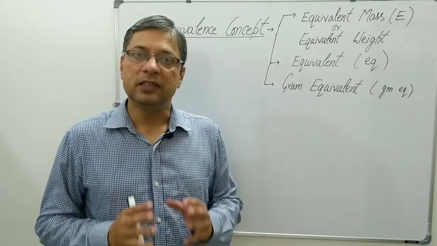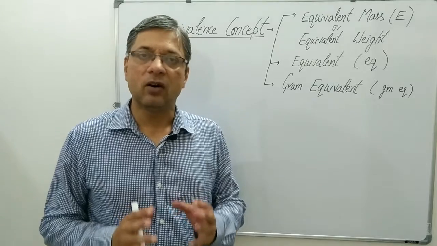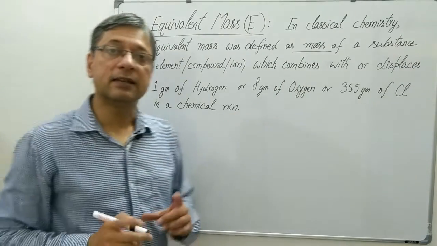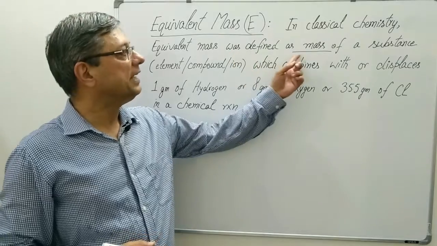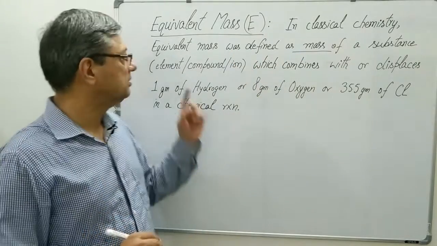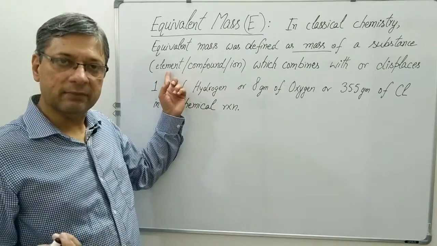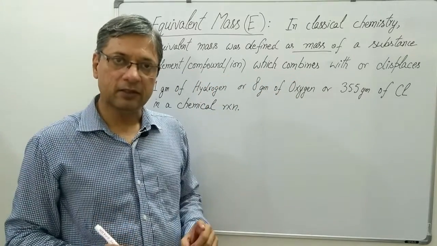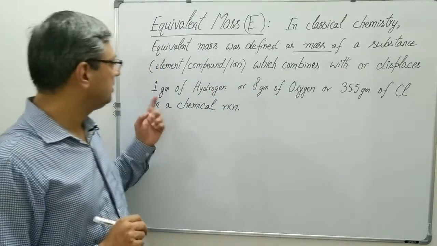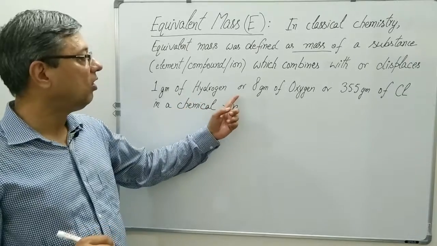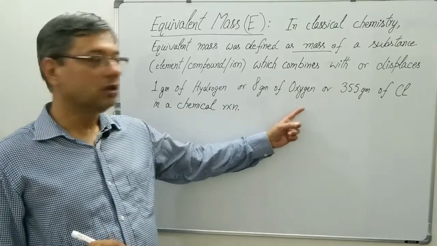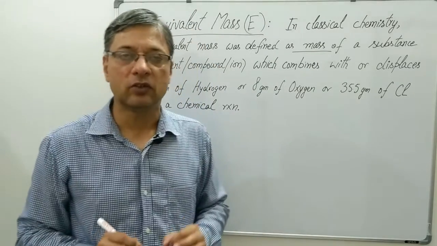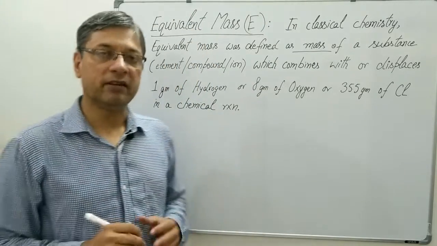Let us start with equivalent mass or equivalent weight. Equivalent mass in classical chemistry was defined as mass of a substance. Substance may be an element, a compound or an ion, which combines with or displaces either 1 gram of hydrogen or 8 grams of oxygen or 35.5 grams of chlorine in a chemical reaction.